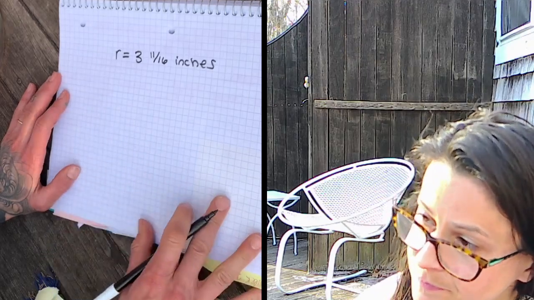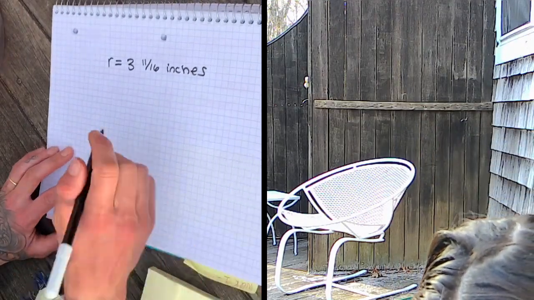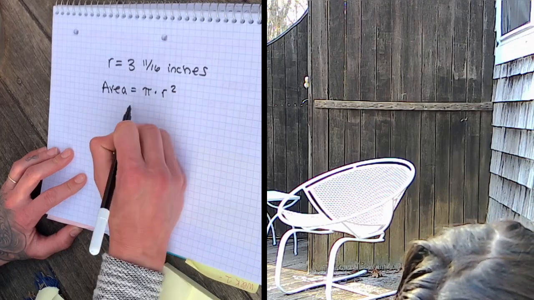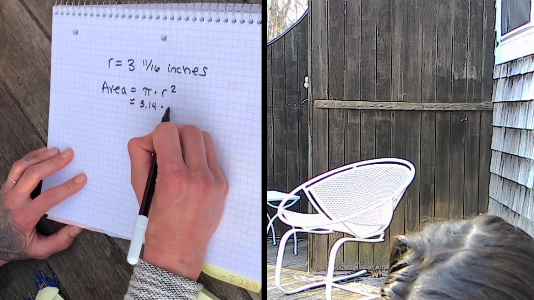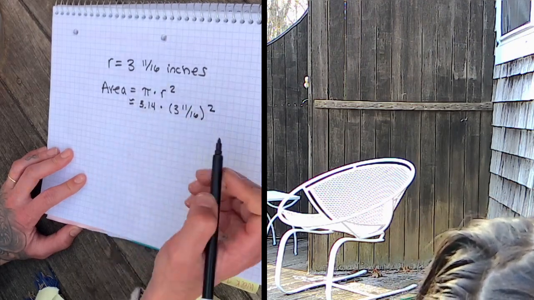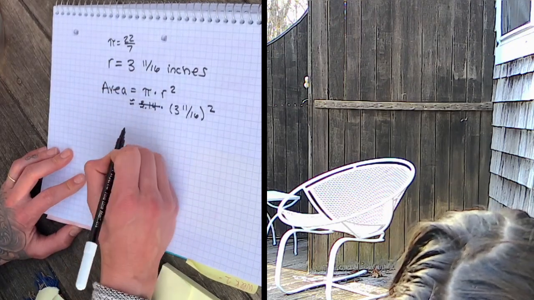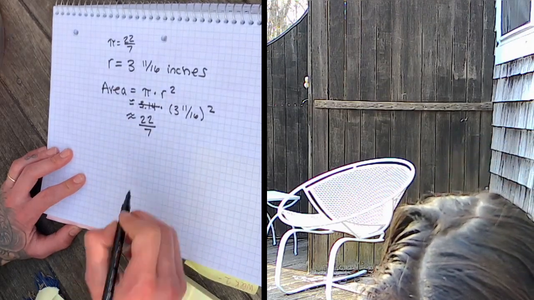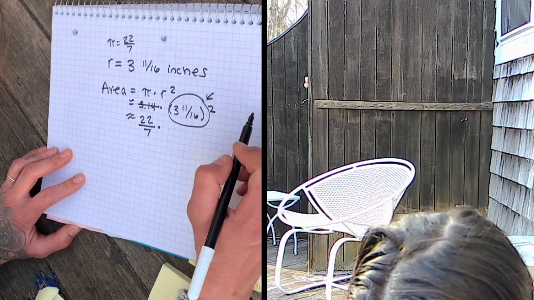So our formula is that the area equals pi times r squared. So that's going to be approximately equal to 3.14 times the radius, which is 3 11/16 inches, squared. Since this is a decimal, I know another approximation for pi is 22/7. So I'm going to use that instead of the decimal because I'm dealing with fractions here in inches and feet. So 22/7 times, now I'm going to convert 3 11/16 into an improper fraction.